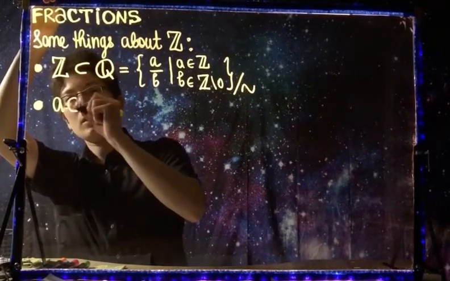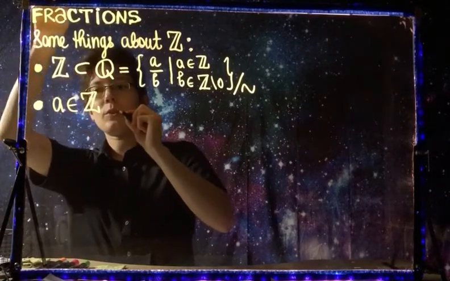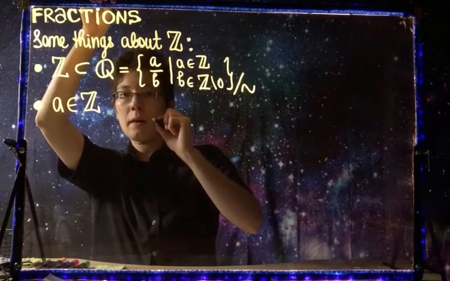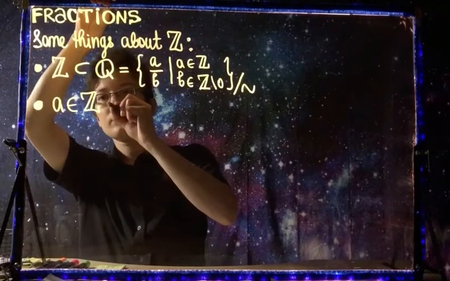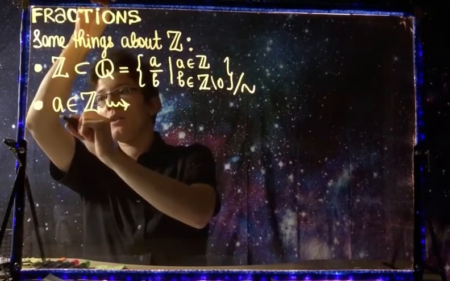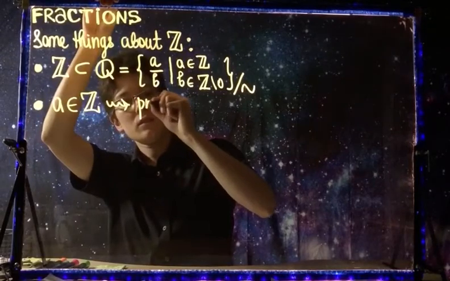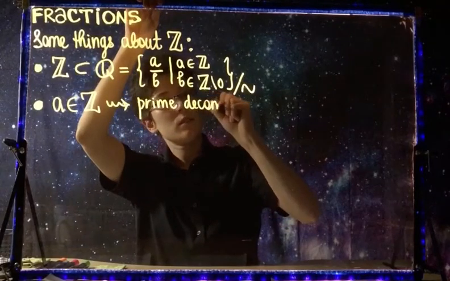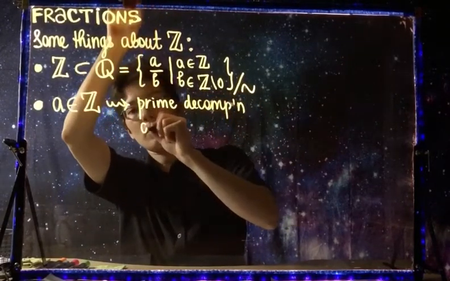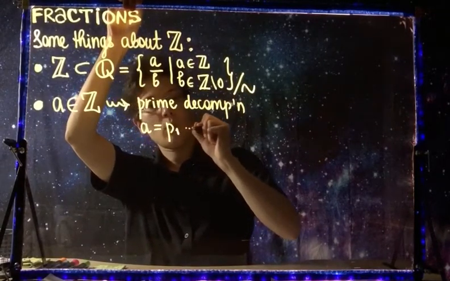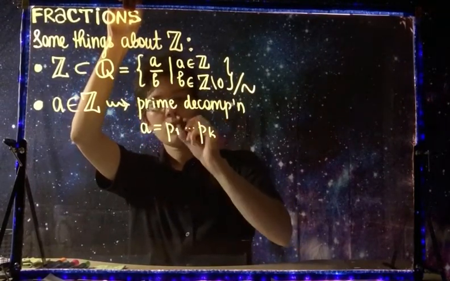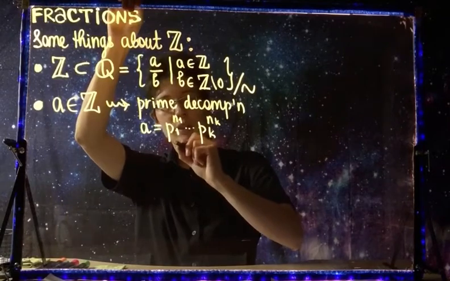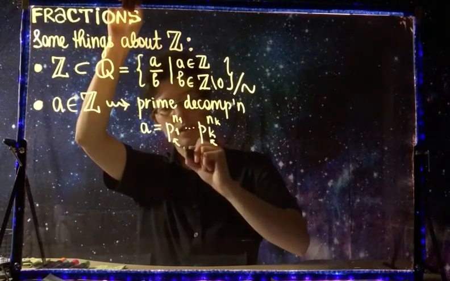Another thing that we know about integer numbers, and you could have used it in solving your second P set, is that if we have an integer, we can get its prime decomposition of the form A is equal to P1 through Pk to the power n1 through nk, where every Pi is a prime number.